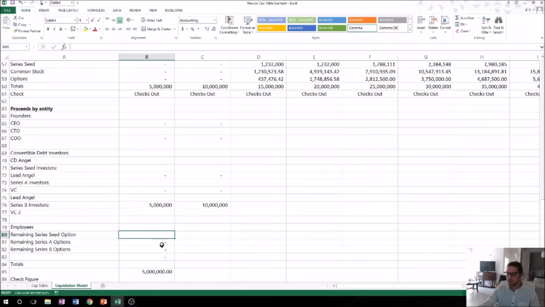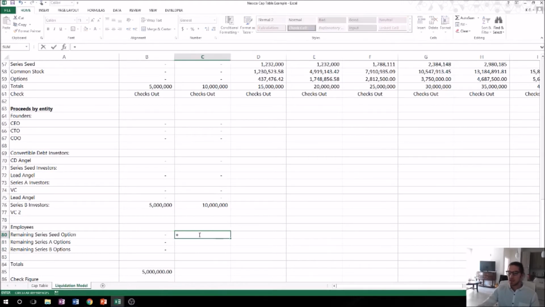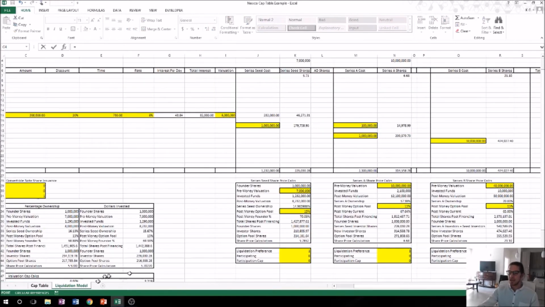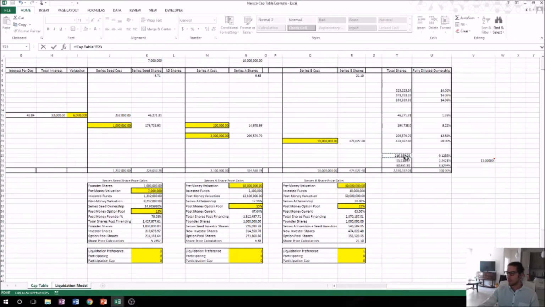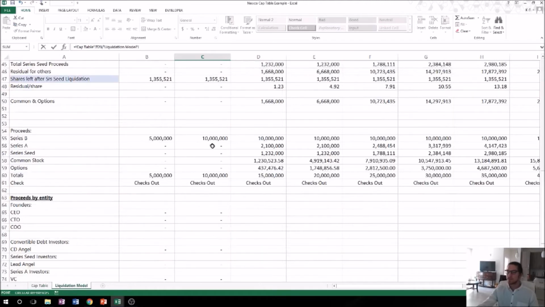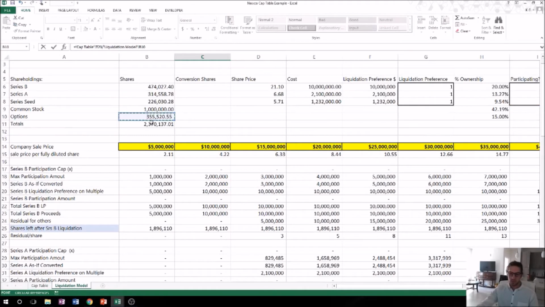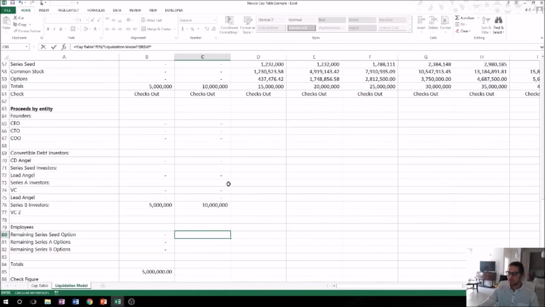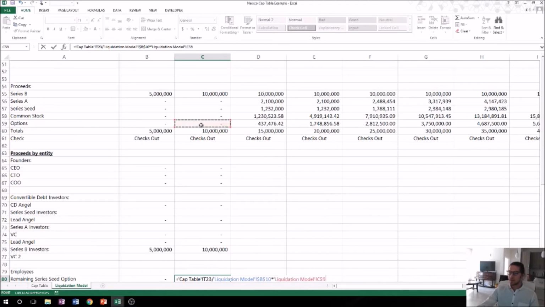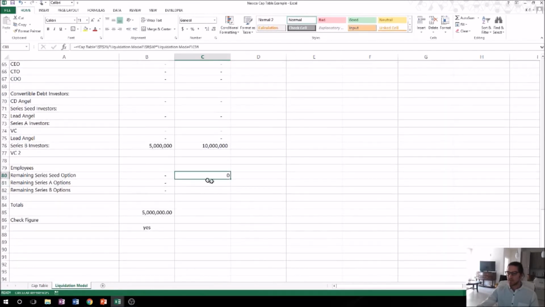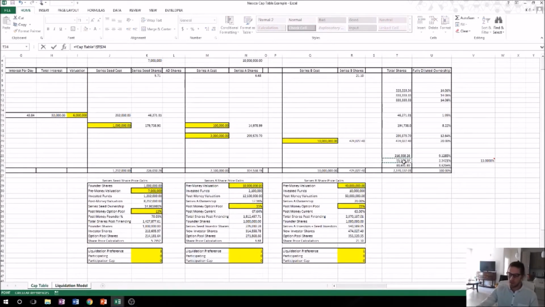Okay, and now we just have the employees. So the employees will be like this. They will say the remaining Series Seed options, still doing it the exact same way as we have been, but they're way over here, the remaining Series Seed options, divided by the total options up here, multiplied by the proceeds to the options here. So I think you get it by now. Pretty simple stuff. We'll finish this out real quick and we'll be done. So same thing for this one. Going to speed it up a little bit here.